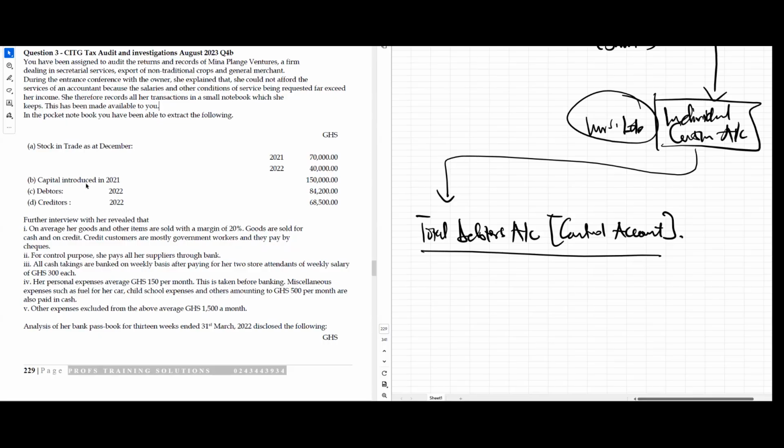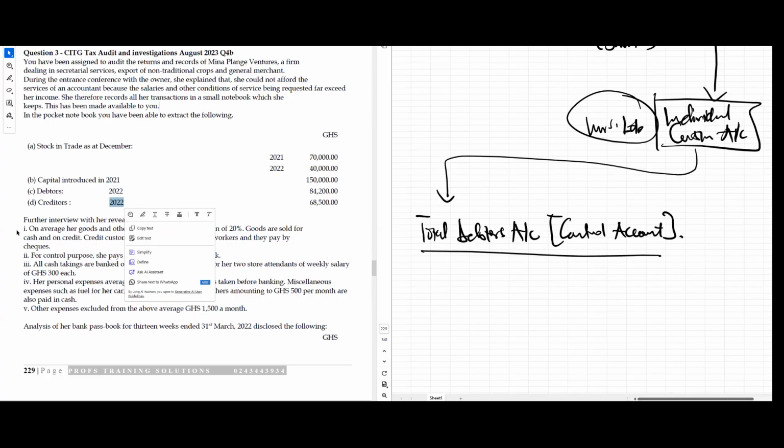And then she introduced capital in 2021, 150,000. Why are they giving us this? It means that this capital she introduced means she started business in 2021. Can you see that? If you introduce capital in 2021, is that not when you started business? Good. She has debtors balance. Are you getting it?